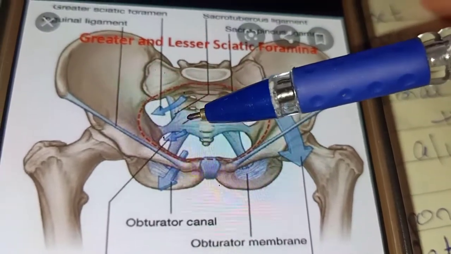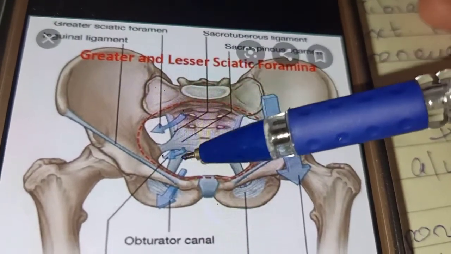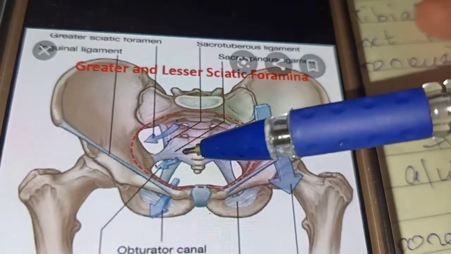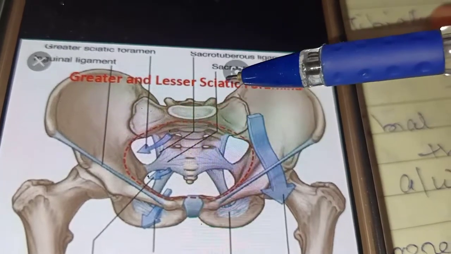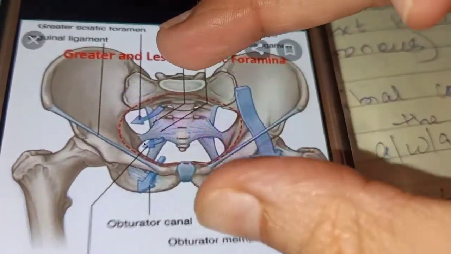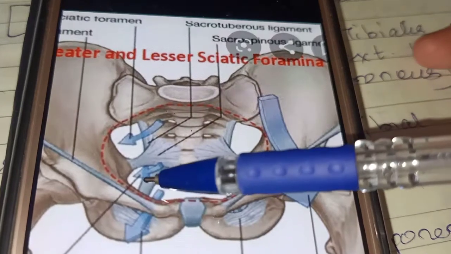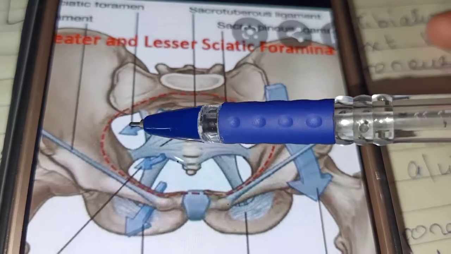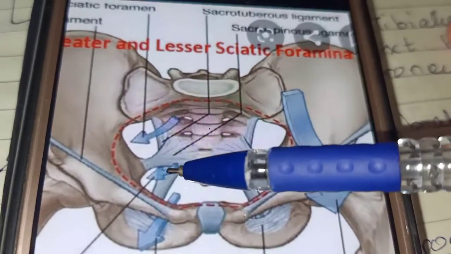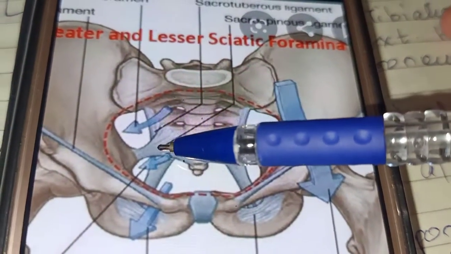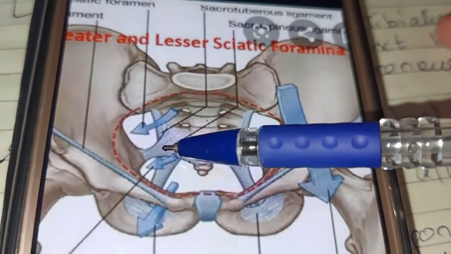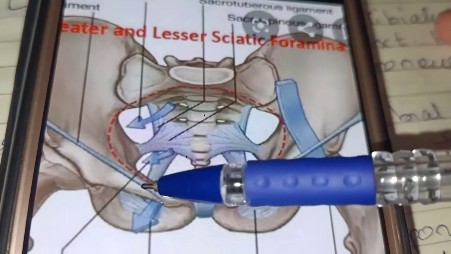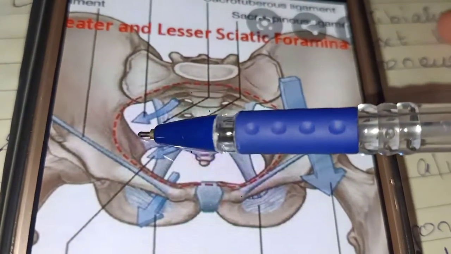So this is the sacrospinous ligament. You can see here, this is the sacrospinous ligament. They will loop around the sacrospinous ligament from the sacrum to the ischial spines. So they will leave the greater sciatic foramina, loop around the sacrospinous ligament, and they will enter the lesser sciatic foramina to supply the structures of the lateral pelvic walls and the perineal structures.